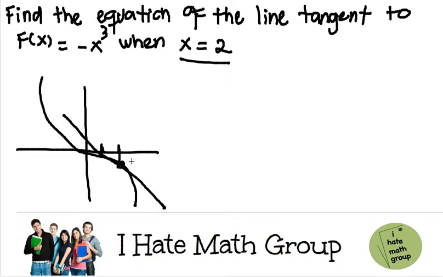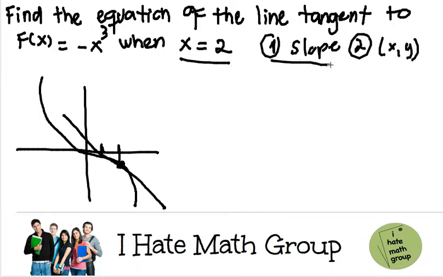The first step is to figure out what we need. Anytime you need to find the equation of the line, you're going to need the slope. So that's the first thing I need, the slope. And the second thing that I need is the point. That means I need a coordinate x, y. All right, well, how do I find the slope?